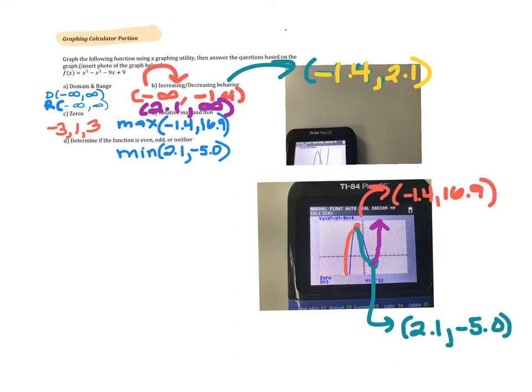All right, so then we did the zeros, we did the max and min. The only other thing left is even and odd. So what am I looking for? How do I know if it's even?